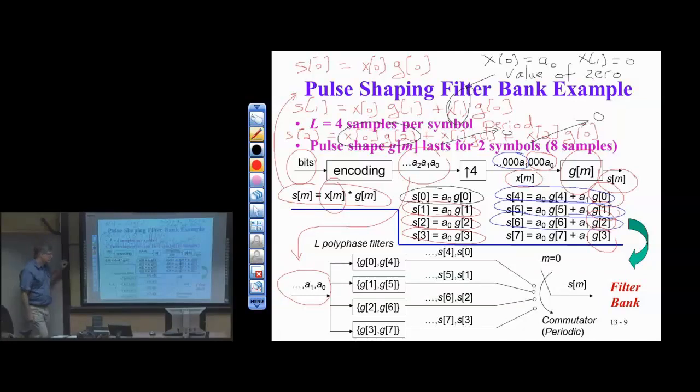Right off the encoding step, I just take the stream of symbol amplitudes. And in parallel, I send it through 4 short filters instead of 1 long filter. In this case, I have L of them. L is 4, so I have 4 of these short filters called polyphase. The reason they're called polyphase is they correspond to a different delay, and delay in time is change in phase, and phase shift in frequency.